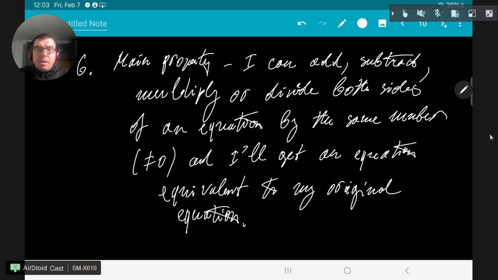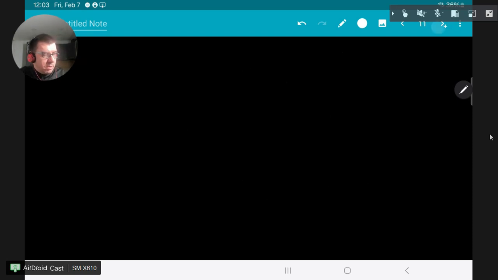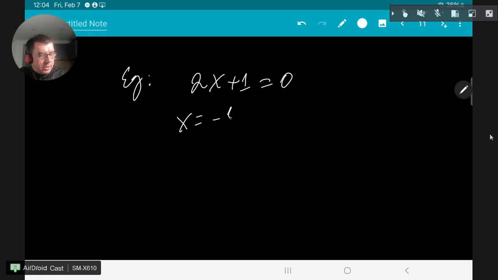Okay, let's give an example. So for instance, I can have 2x plus 1 equals 0. Now what is the root here? X equals minus 1/2 is a root, because if I substitute, I get 2 times minus 1/2 is minus 1, plus 1 is 0.